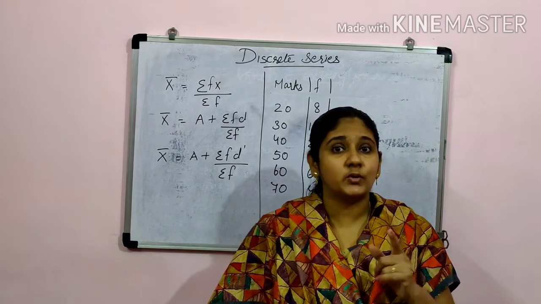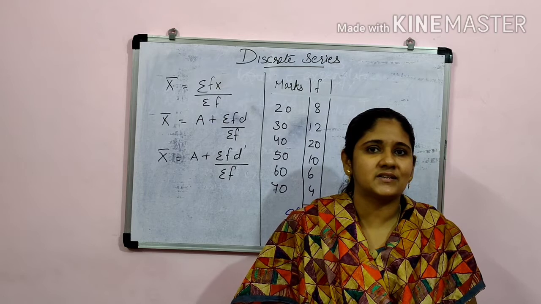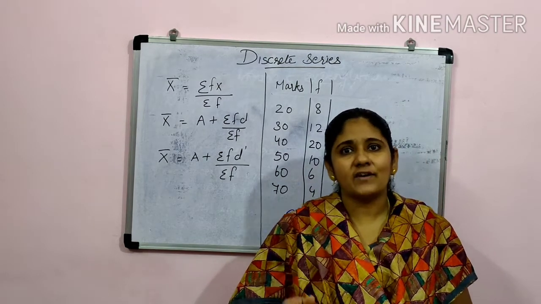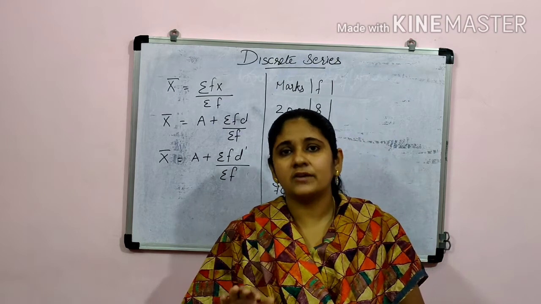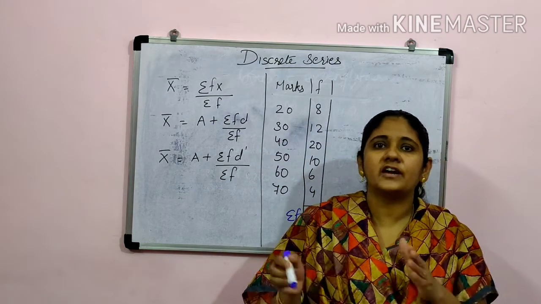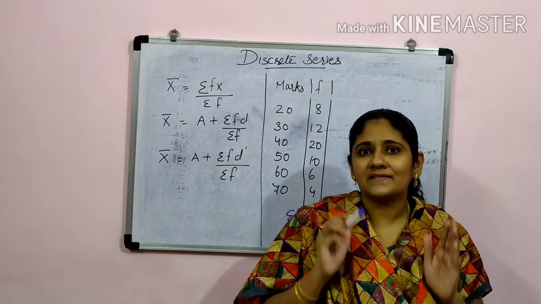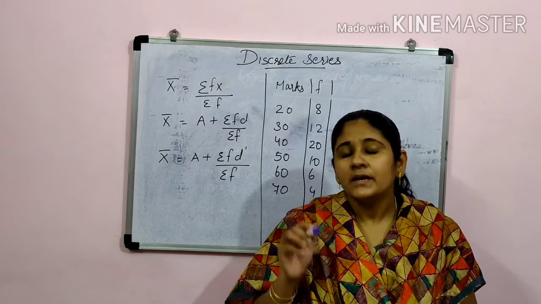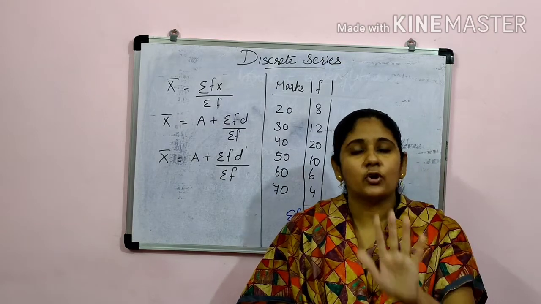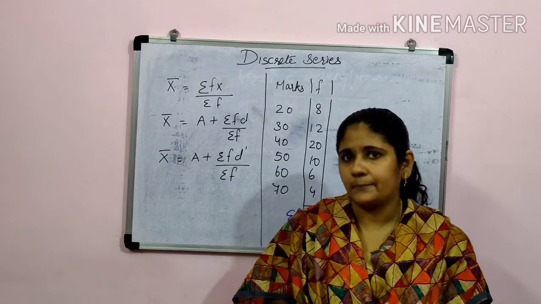So what is the difference between individual series and discrete series? In case of discrete series, along with the x values, we will be given the values of the frequencies also. So along with all the x values, it will have its concerned frequency values also. In the case of individual series, there is no frequency; the frequency for all the variables will be 1.